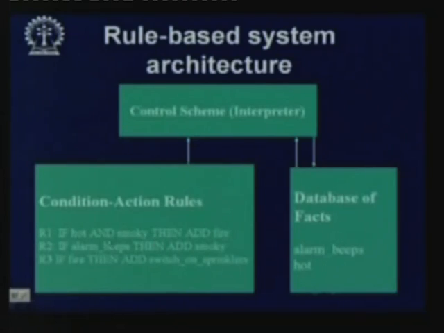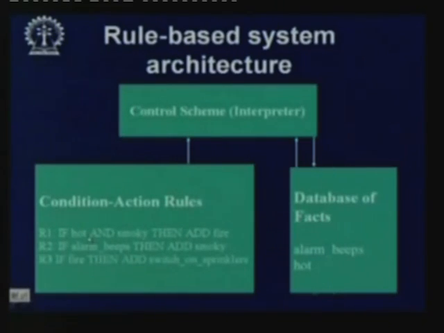The control scheme will next look again at which rules are enabled afresh. Hot is true, so this part is true, and now smoky is also true. Since smoky is true, this entire antecedent part is true. This rule R2 is also true, but R2 is already fired. So we are taking up the strategy that I will not fire one rule time and again. It tries for the third rule, fire, no, I cannot, I have nothing in the database as yet which tells that there is a fire.